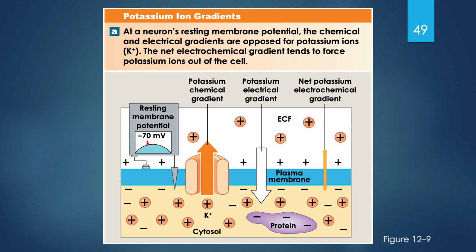Now let's look at potassium and sodium ion gradients. First, let's look at potassium. What you'll see here in this image is a reminder that the resting membrane potential of the neuron is negative 70 millivolts, and recall that the equilibrium potential for potassium is negative 90 millivolts. So when a neuron is at resting membrane potential, the chemical and electrical gradients are different, right? There's a difference of 20 millivolts between the two. That difference, the net electrochemical gradient, tends to force the potassium ions out of the cell into the extracellular fluid.